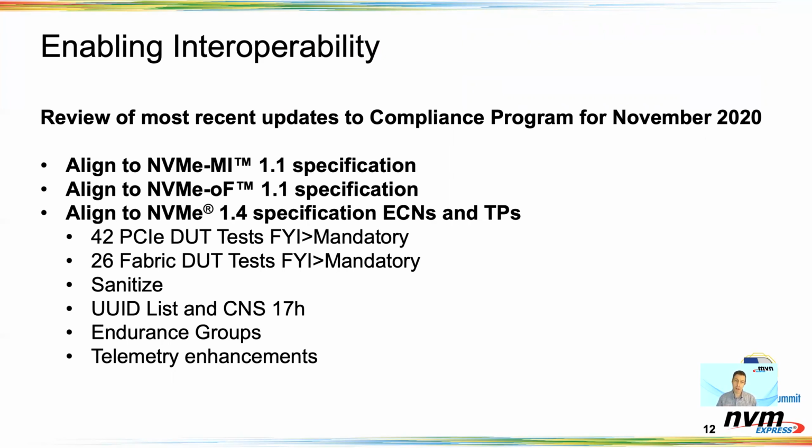All we're doing here is really trying to give you an overview of the current updates that are happening to the test plans. So you can see here, we're aligning to the NVMe MI 1.1 specification. We're aligning the test plans to the NVMe-oF 1.1 specification. We actually did our alignment to the NVMe v1.4 specification in the past year. And so right now, we're really just addressing ECNs, which are errata against the specification, and TPs, or technical proposals. Those are new features that have been added to the specification. So in the next couple slides, I'll show the details of what's happening there.